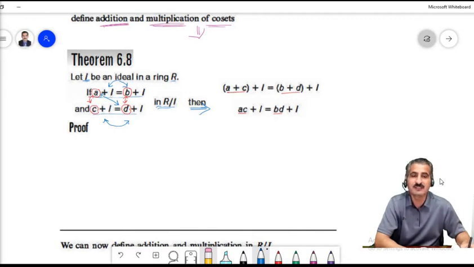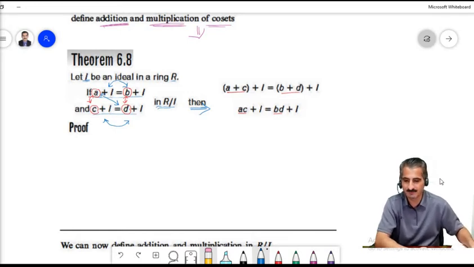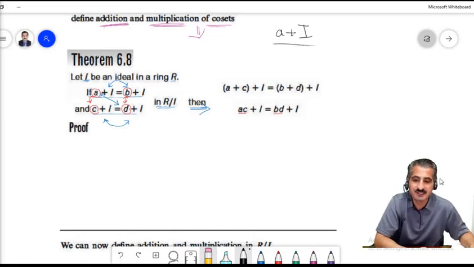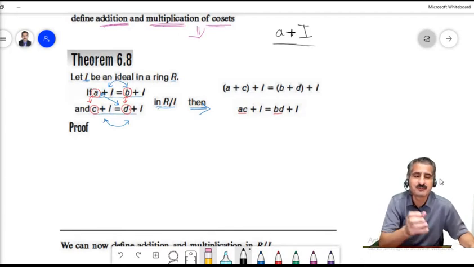And also A times C is congruent to B times D, modulo I. Good. Now, I want to emphasize something here before we prove this. Let me go back and write something. When we write A plus I, this becomes for us a notation. This is an object. So the plus in here is not now considered as a binary operation.